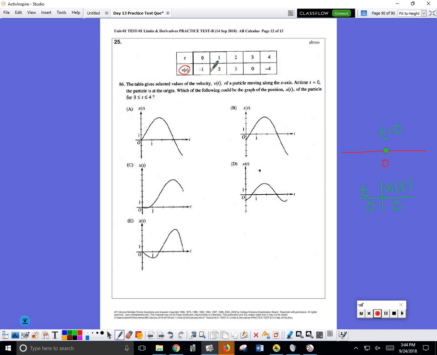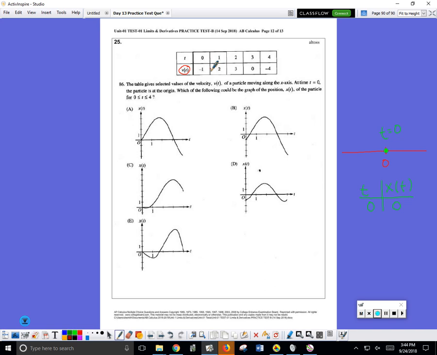So we got rid of A, we only have 2 choices left. Now what do we do? That's the question. Go to another point. What's happening at time equal 1? It's positive. The velocity is positive, so it can't be E because velocity is negative at point 1 on graph E.